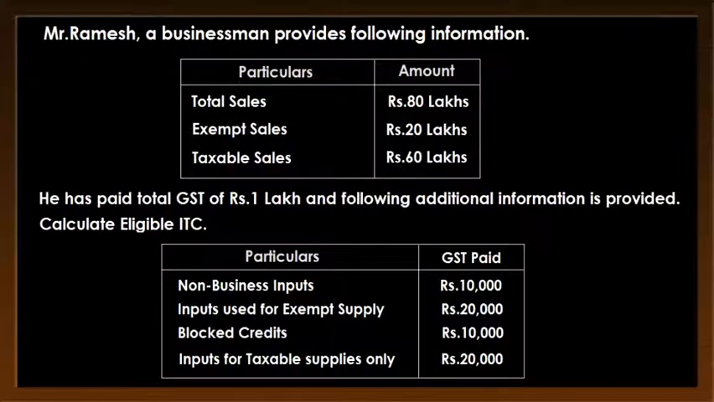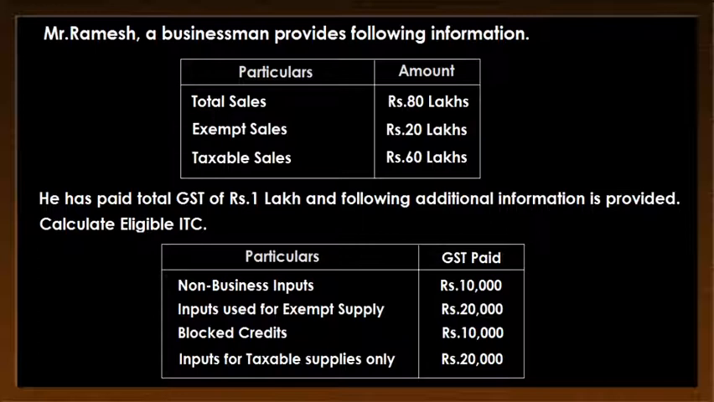Mr. Ramesh, a businessman, provides the following information. Total sales is 80 lakh rupees. Exempt sales 20 lakh and taxable sale is 60 lakh. He has paid total GST of 1 lakh rupees and the following additional information is provided. The question is, calculate eligible input tax credit.